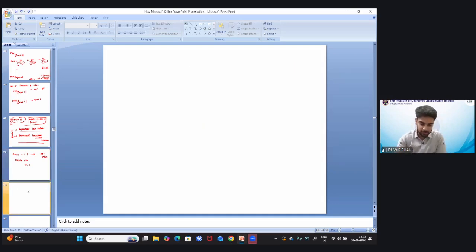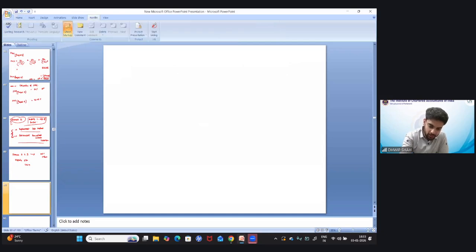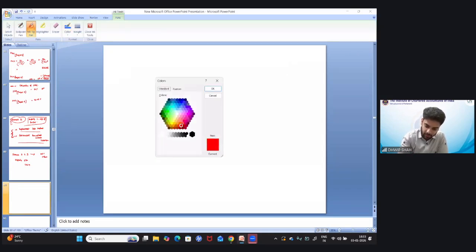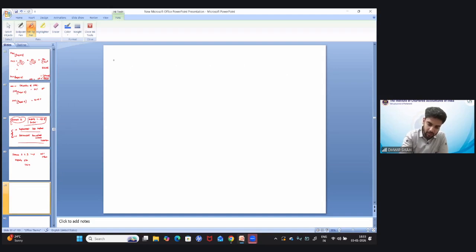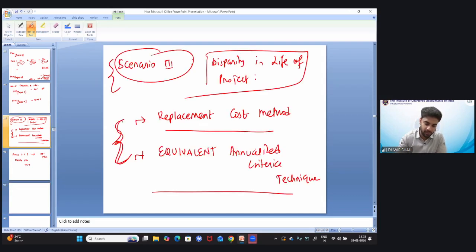Moving forward, the third scenario. Capital budgeting chapter says that the third scenario can be resolved by using two methods. One is the replacement cost or replacement chain method, and the other is the equivalent annualized criteria technique.